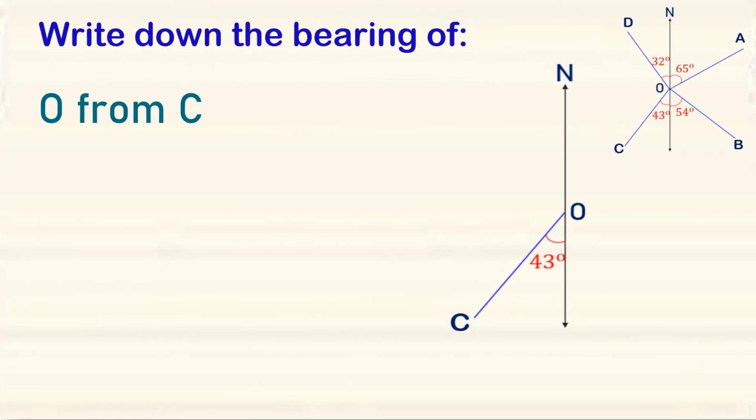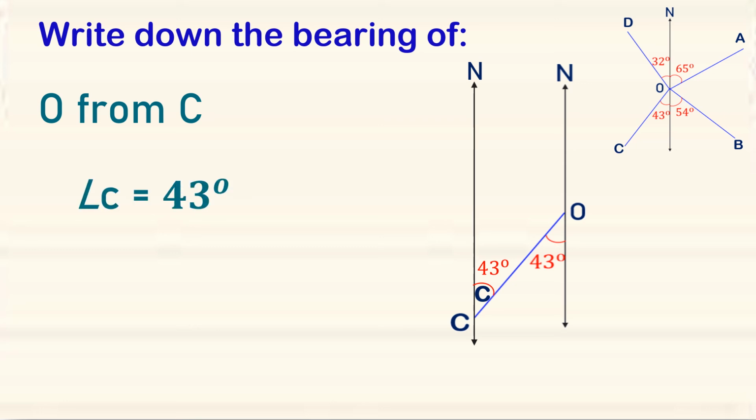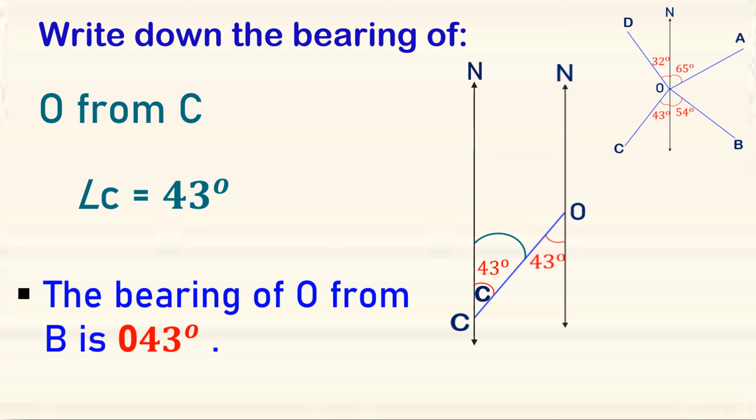Now let us determine the bearing of O from C. So in here, we already have the diagram containing line OC. Then we are going to draw a north line at C. Then we are going to have our alternate interior angles. So if this is angle C, it is equal to 43 degrees. So angle C is equal to 43 degrees. And looking at the diagram, if we are going to measure clockwise from the north line, joining line OC, it is equal to 43 degrees. So therefore, the bearing of O from C is 43 degrees.